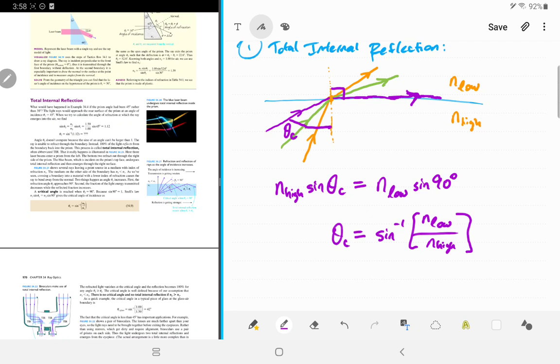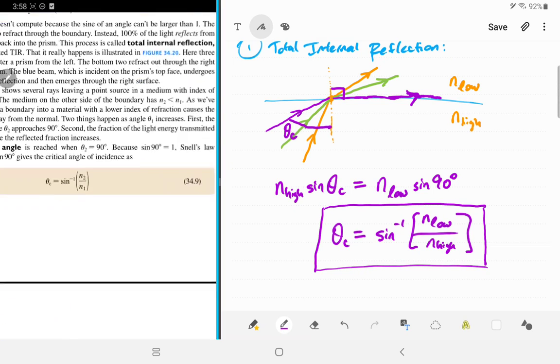This is a phenomenon that only occurs if you're starting in the higher index of refraction material. And so it makes sense to take the arc sine. This fraction, low over high, is guaranteed to be less than 1, so you can take an arc sine of a number less than 1. You can't take the arc sine of a number greater than 1, because there is no angle for which the sine of the angle is greater than 1.